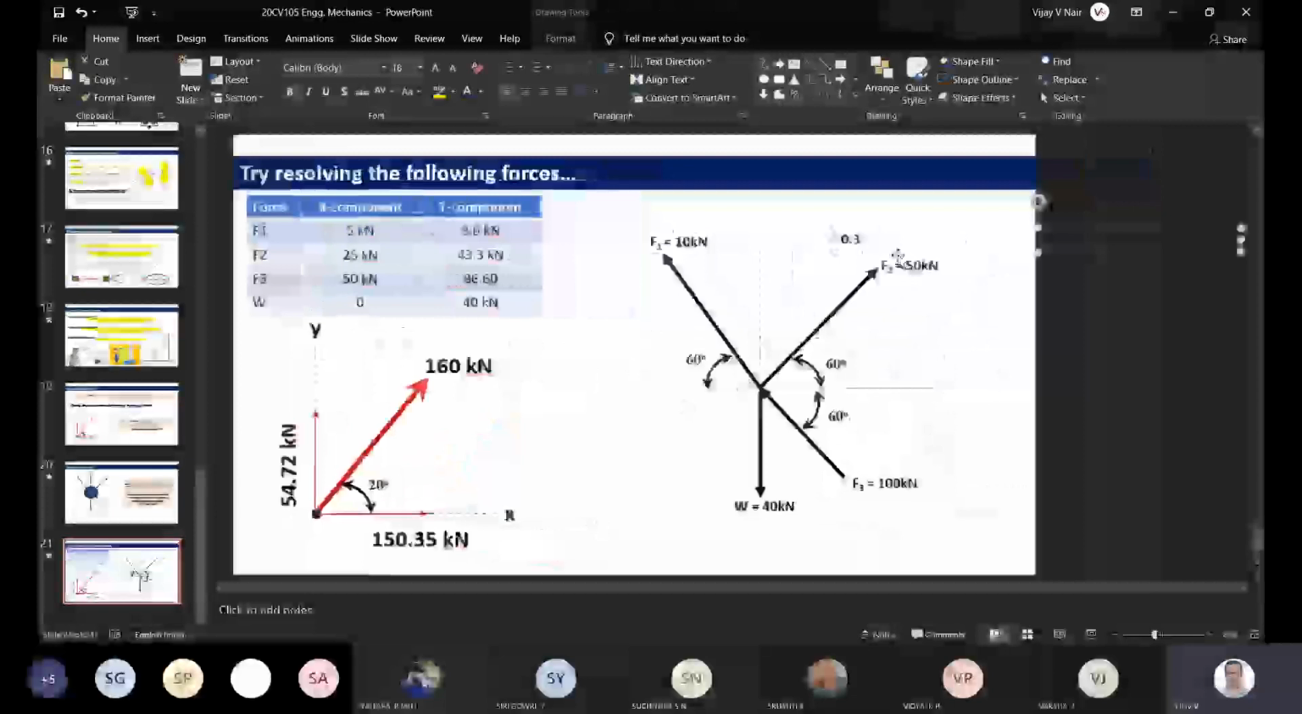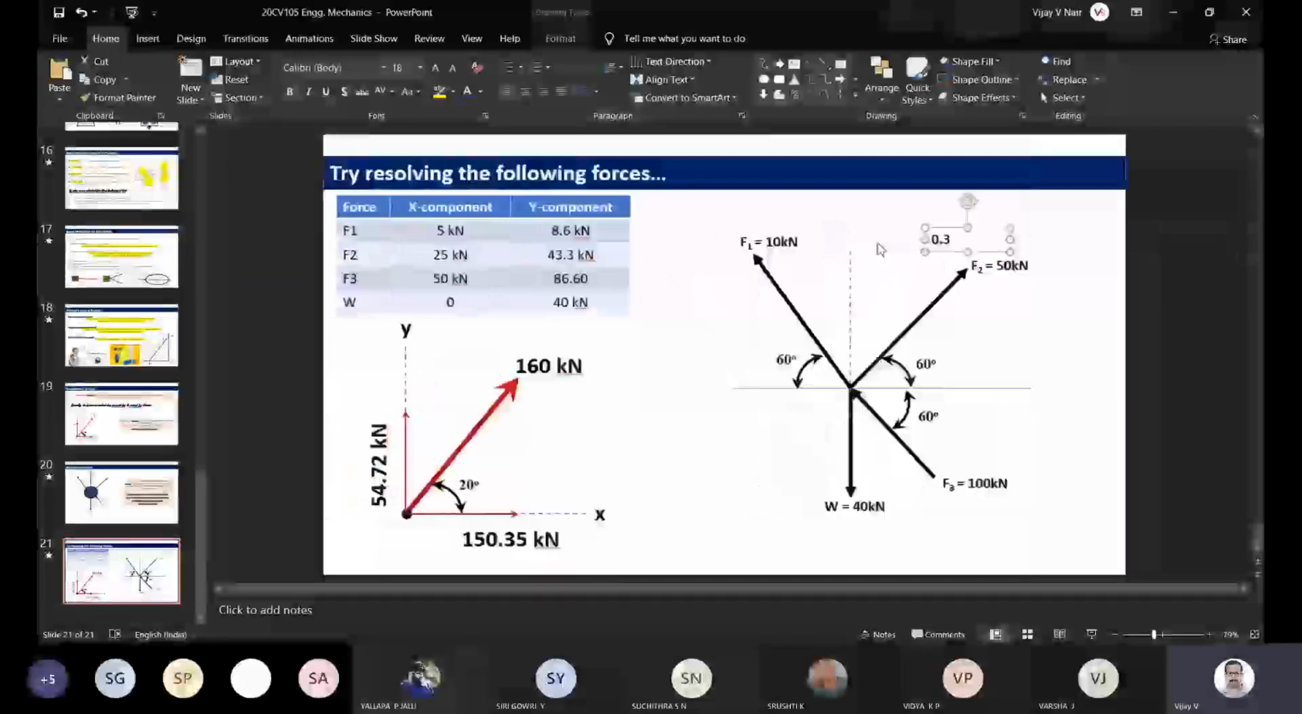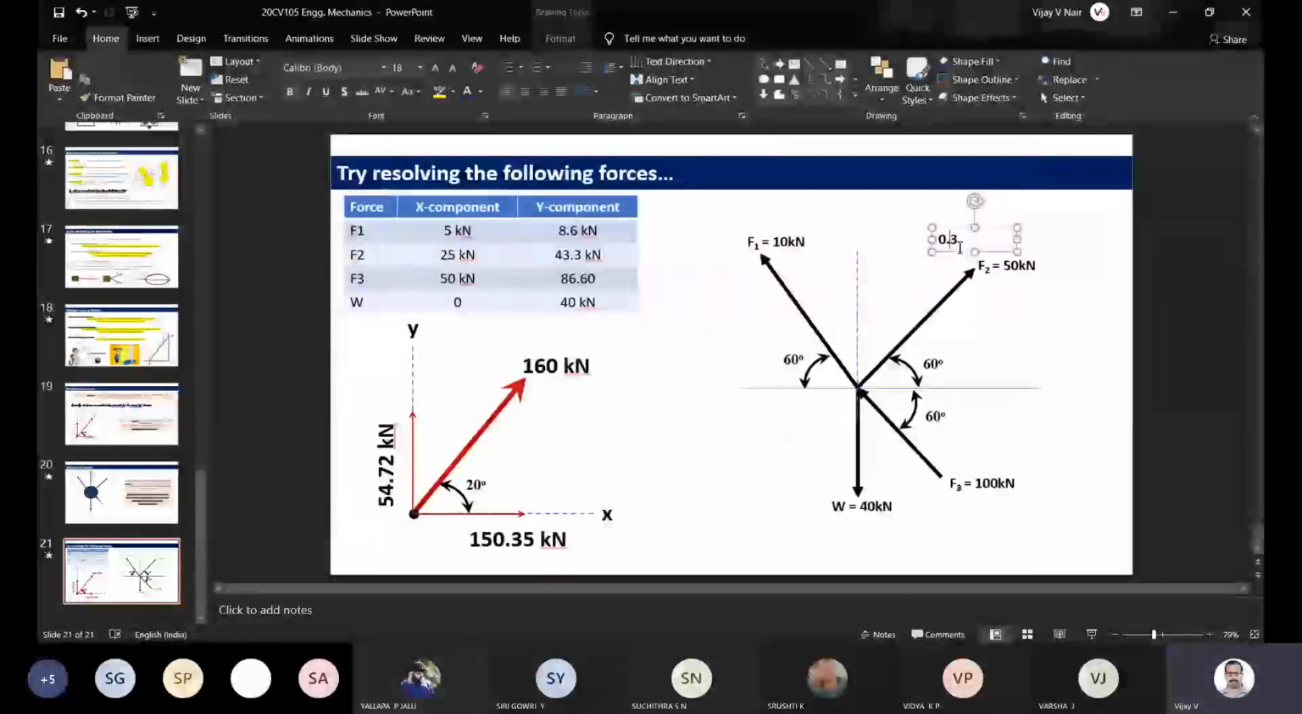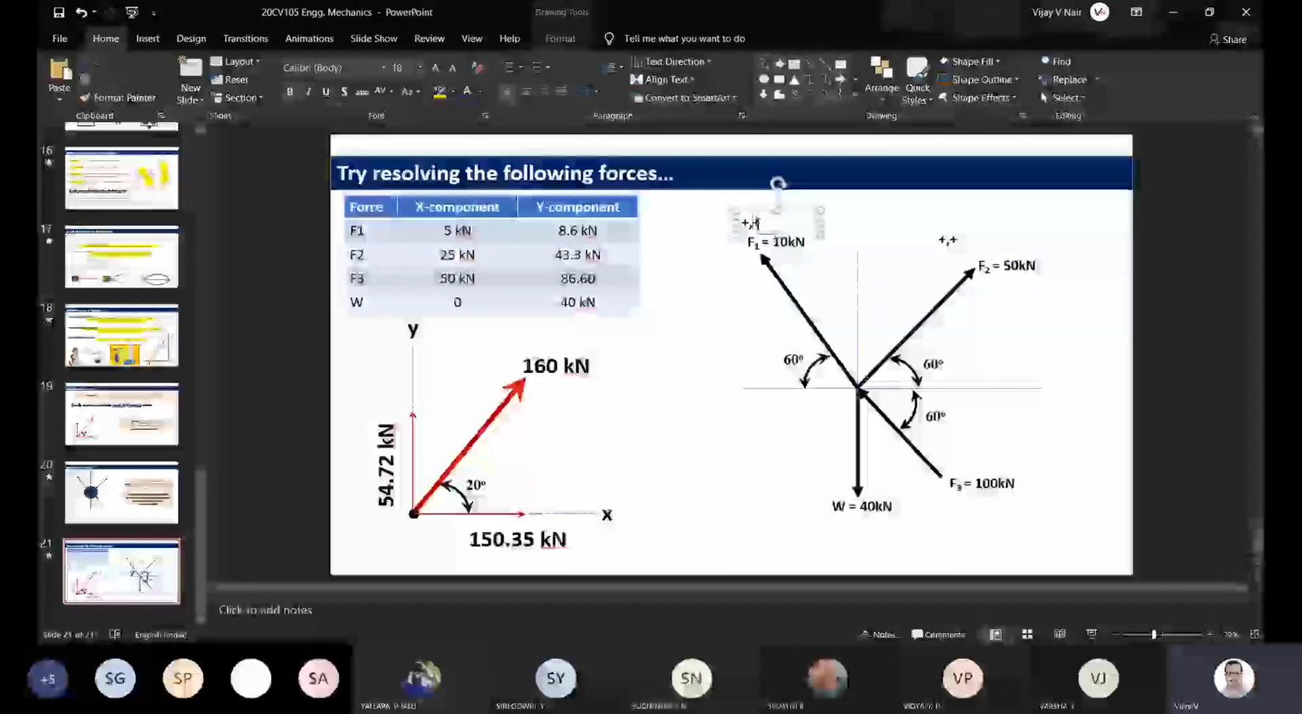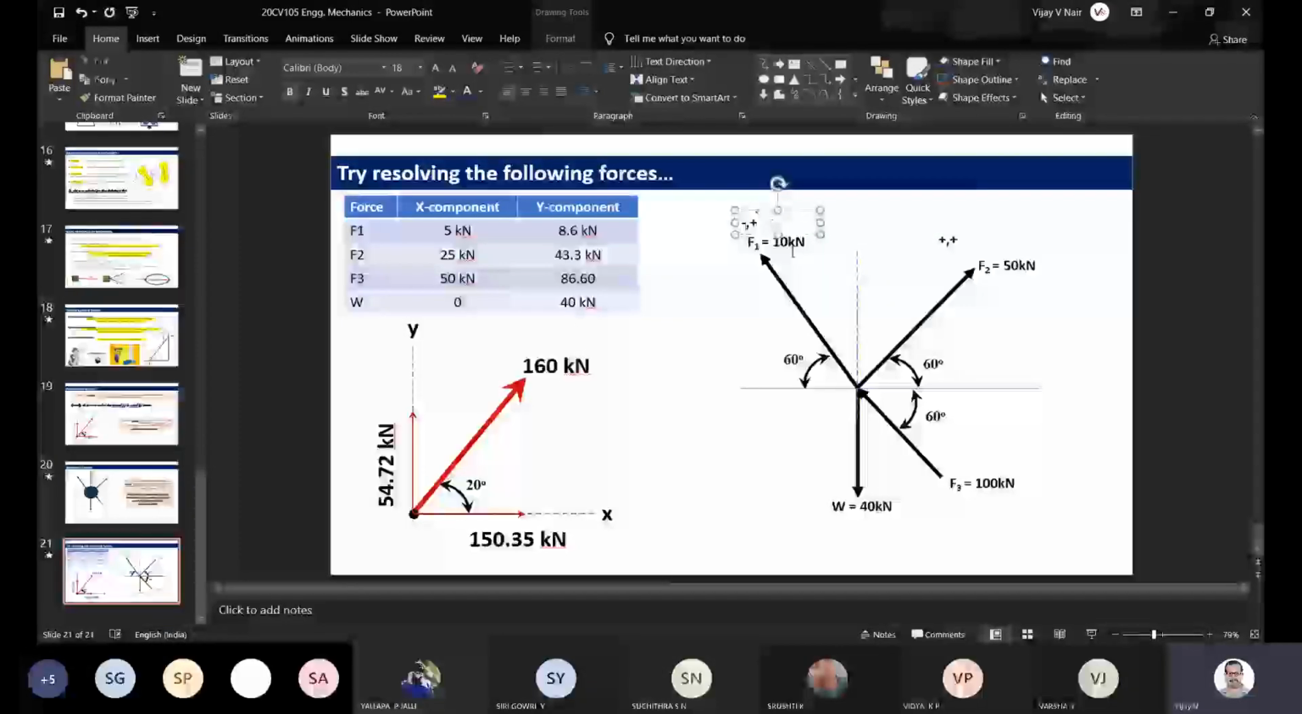In the first quadrant, whether it's x or y, both will be in positive direction. In the second quadrant, x direction will be negative, y direction will be positive.